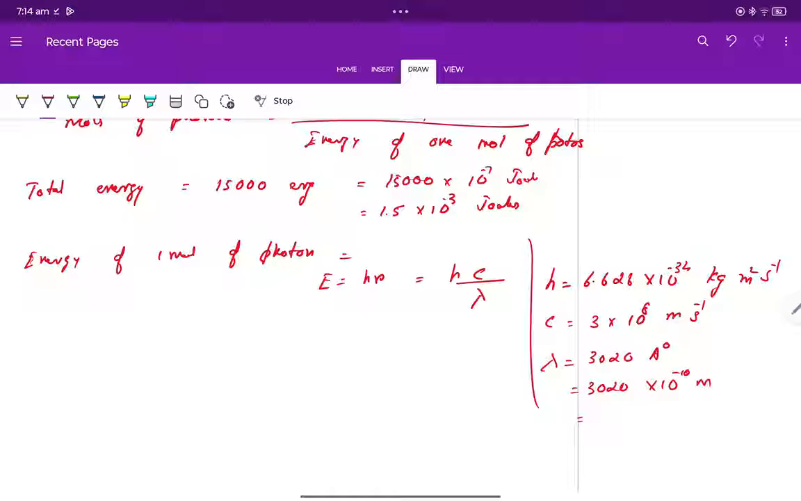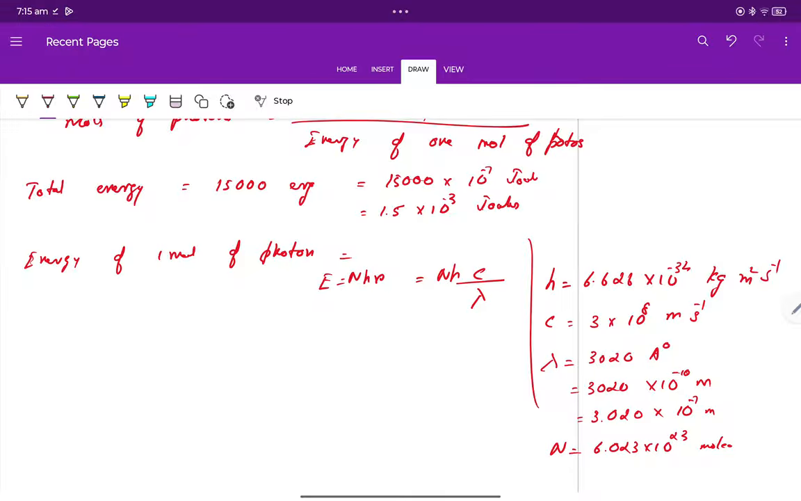If you convert it into a single digit, it will be 3.020 into 10 to the power of minus 7 meter. And this is the energy of one photon. So for the energy of 1 mole of photons, it will be equal to E into n, that is, h nu into n. Here you have to use the Avogadro number also, 6.023 into 10 to the power of 23 molecules. Once you multiply it, it will convert it into moles.